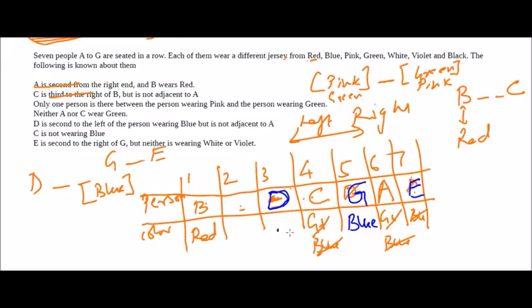This guy cannot be pink because either side is green, not possible. This guy cannot be pink because this is not green. So this guy has to be pink, but then this will be green, not possible. So the only way out is C is pink. I'll repeat this part. There is one person between the person wearing pink and the person wearing green. Now if I put pink here, C will have to wear green, which is not possible.